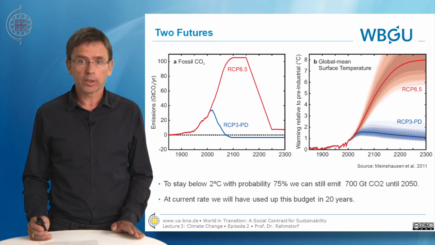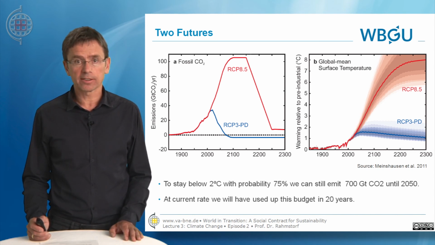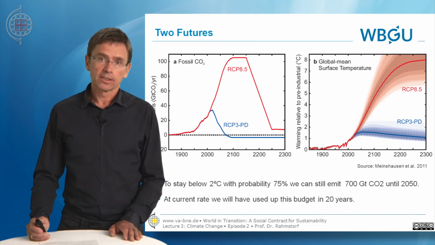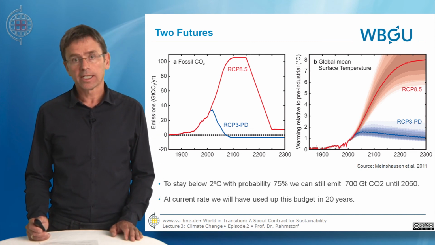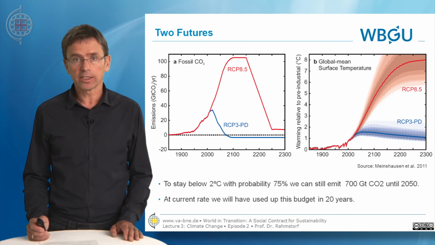And that is quite a tight budget, because at the current rate, we will have used up this budget in less than 25 years. So what this really shows us is that stopping global warming at an acceptable level, say below 2 degrees, is really a race against time. And the reason why it has become a race against time is because we did not act early enough.